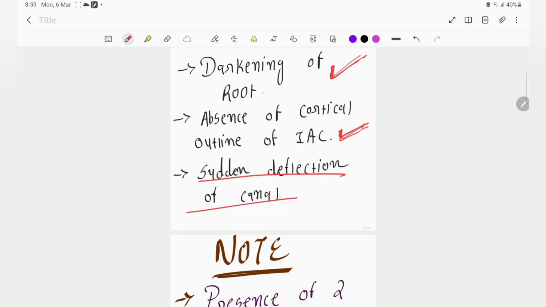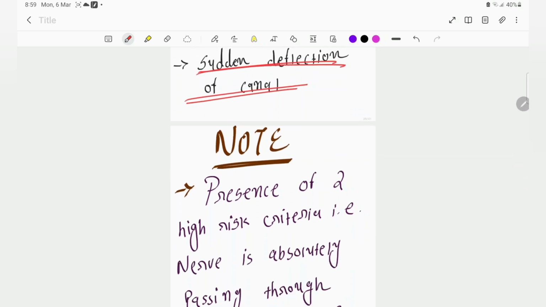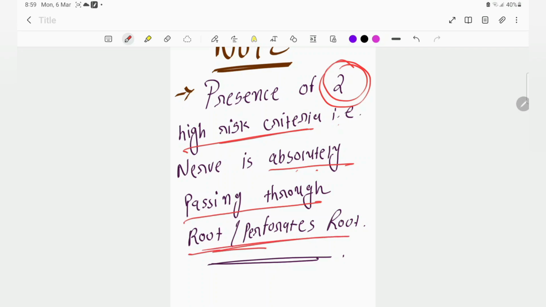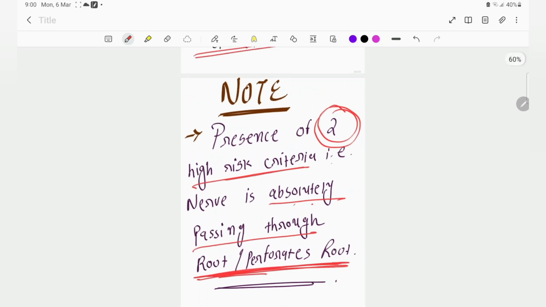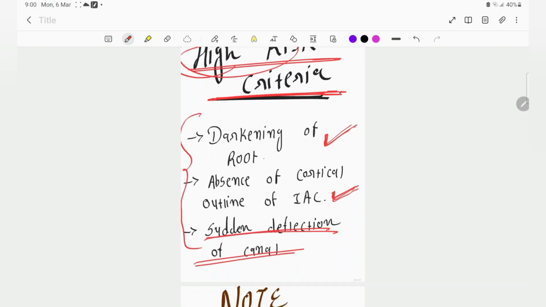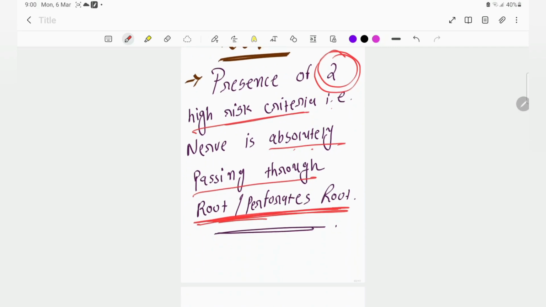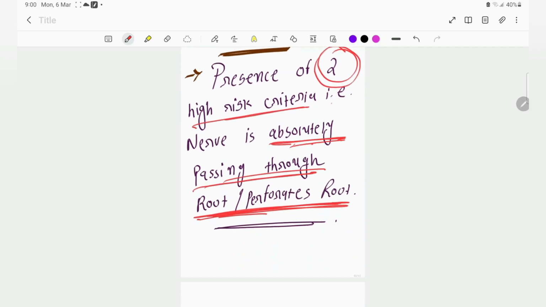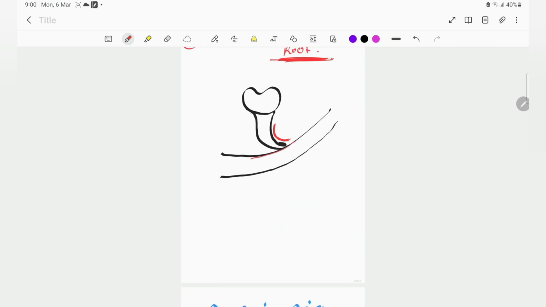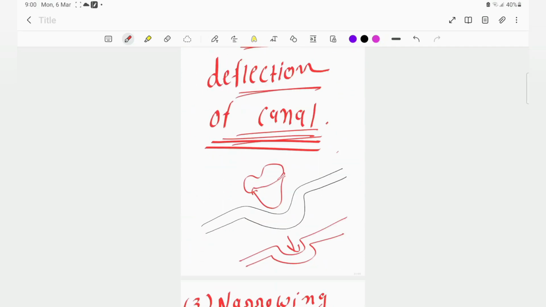Then sudden deflection of canal. So if any two high risk criteria are present, that means the canal is absolutely passing through the root or perforates the root. In these cases it is very high risk. If any two of these are present, it is high risk, absolutely passing through the root or perforating the root. So this was about our third classification. Now we have covered the classification part.